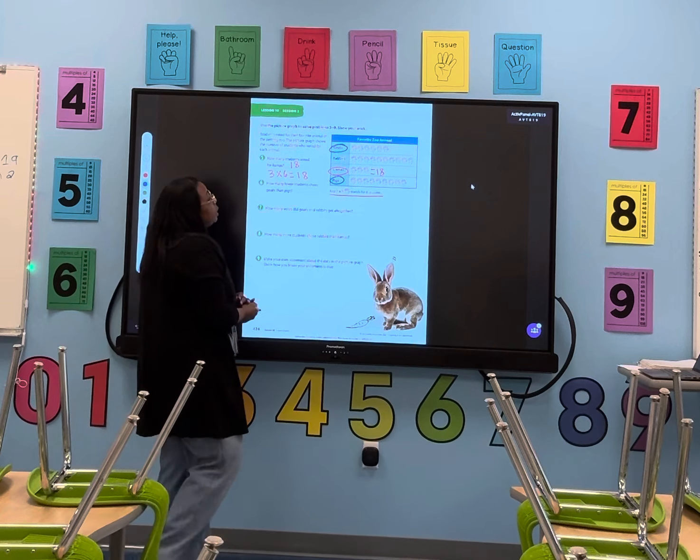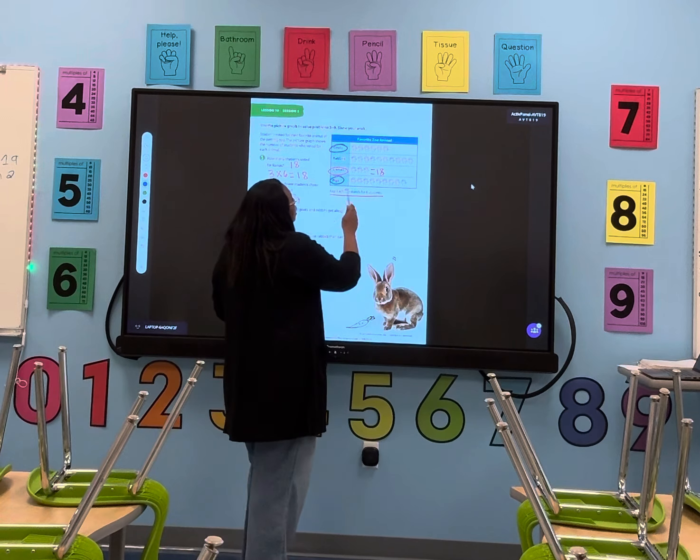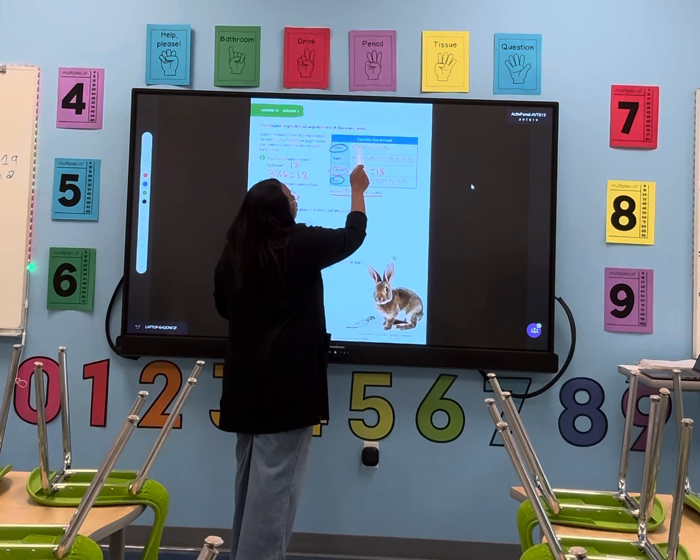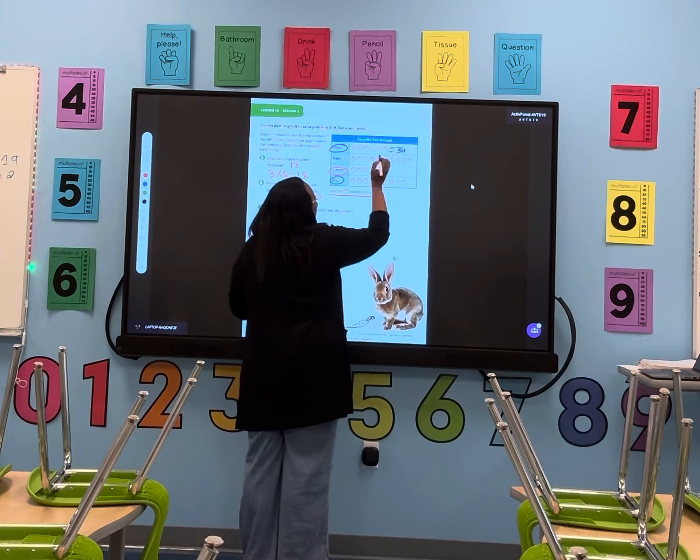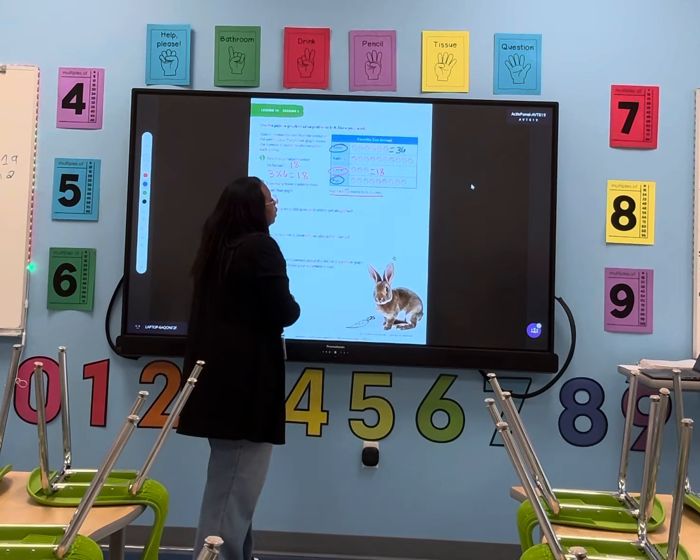So for my goats, I'm going to do a skip count by 6. This is 6, 12, 18, 24, 30, 36. Okay, let's go to the pigs.